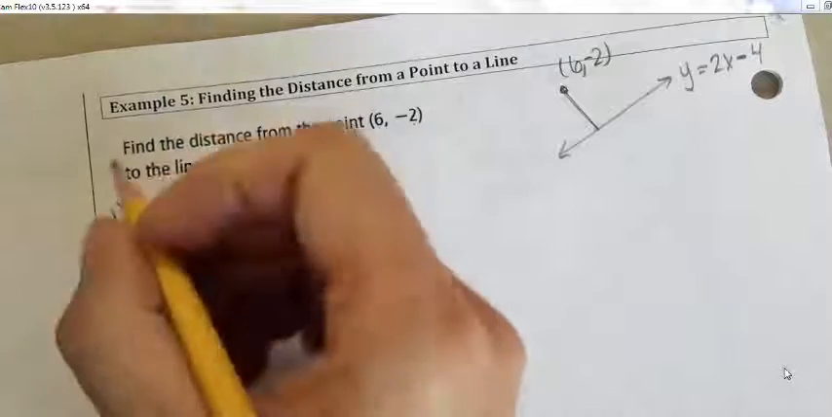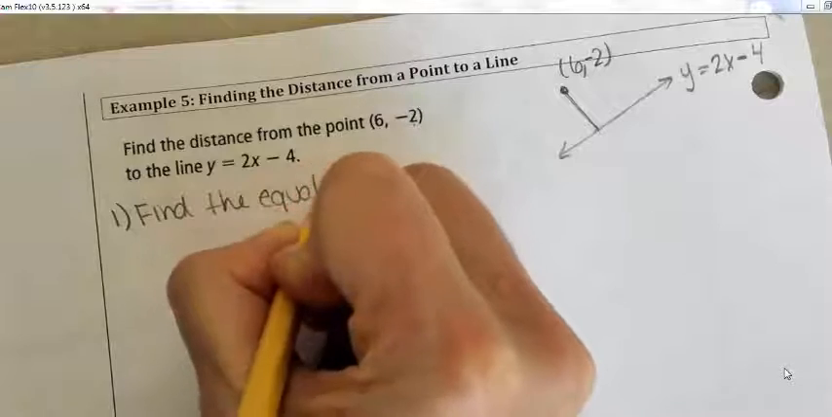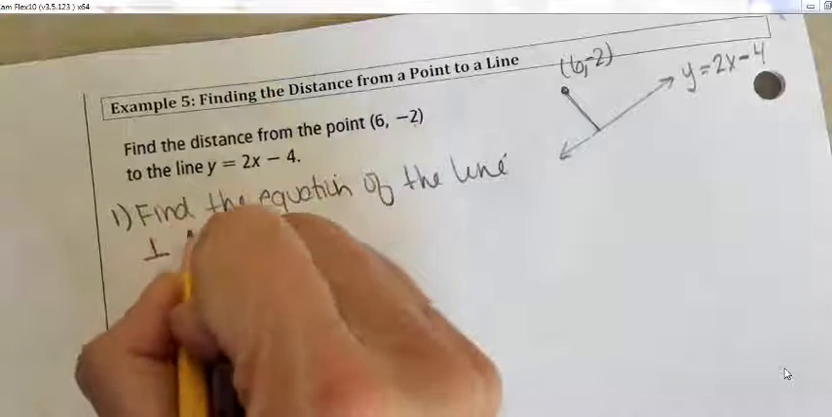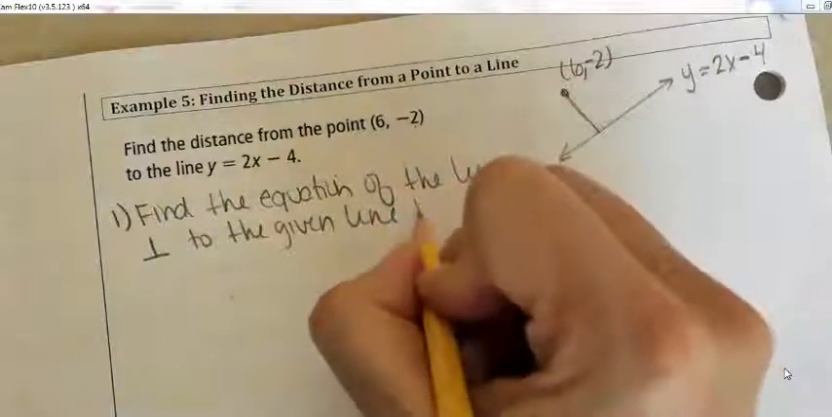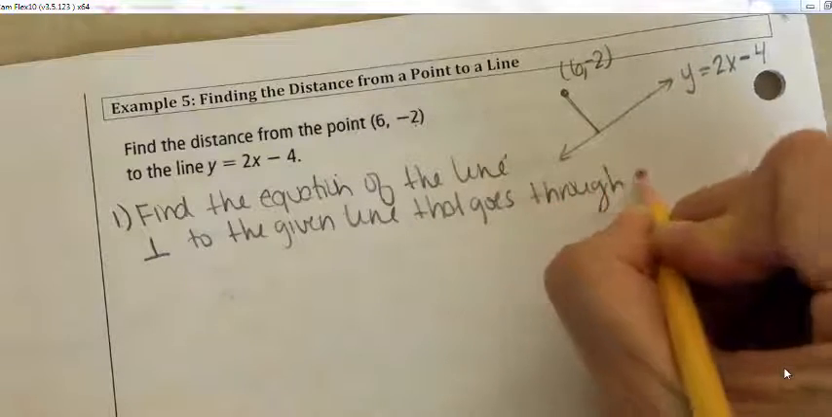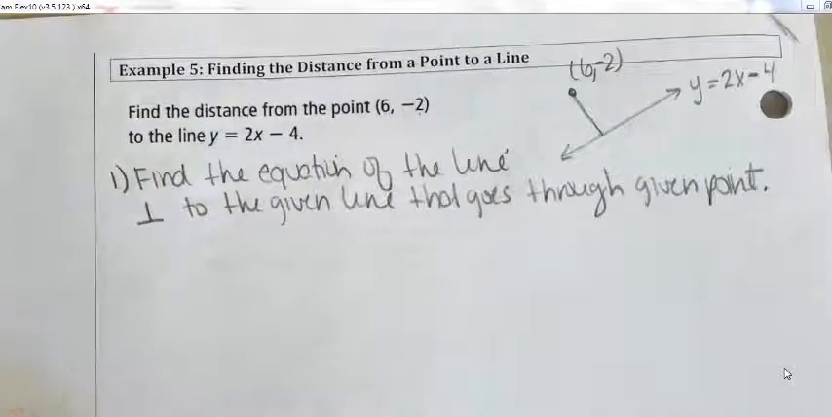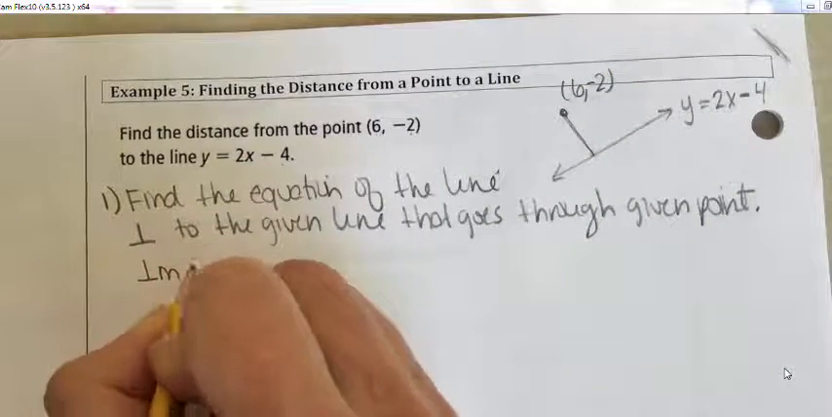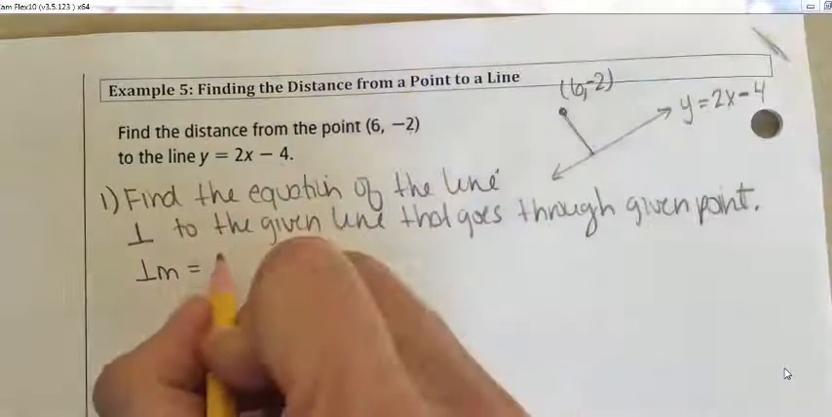So step 1, we're going to find the equation of the line perpendicular to the given line that goes through the given point. All right, well, my original equation is this. So that means that if my original slope is 2, then my perpendicular slope is the opposite reciprocal of that. So it's negative 1/2.